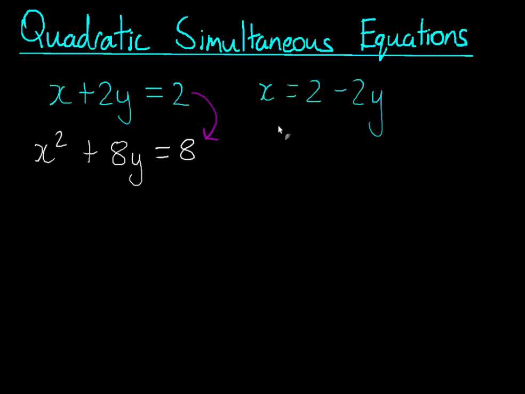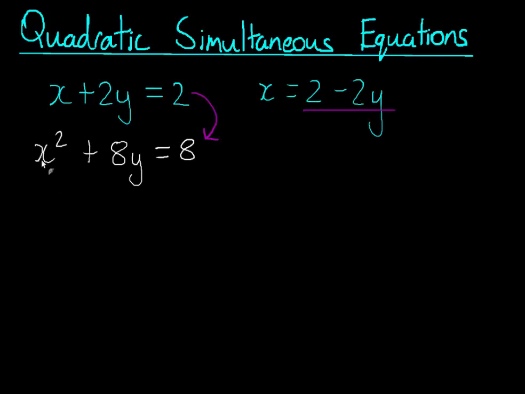So we've rearranged the top equation so that we have x equals something. You always need that to substitute in, and now you can see that we've got x equals something just in terms of y. So wherever we see x in our quadratic equation, we can change that for 2 minus 2y. Okay, so let's do that. Let's substitute one into the other.